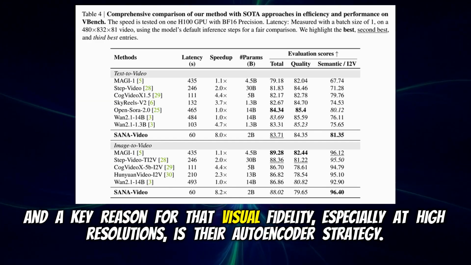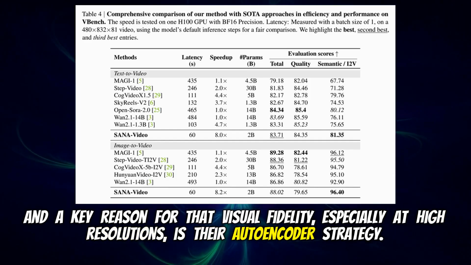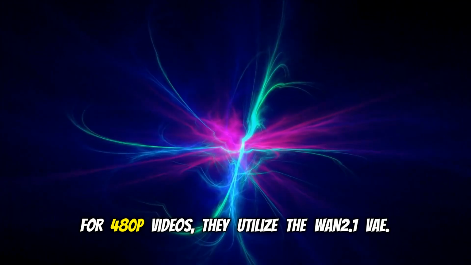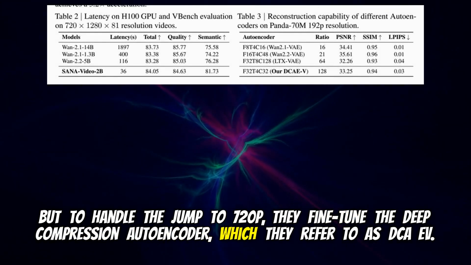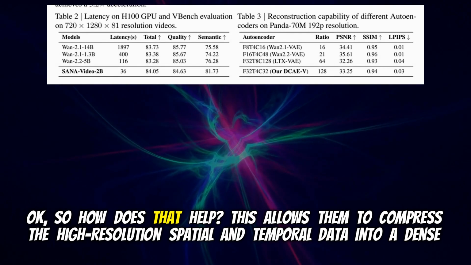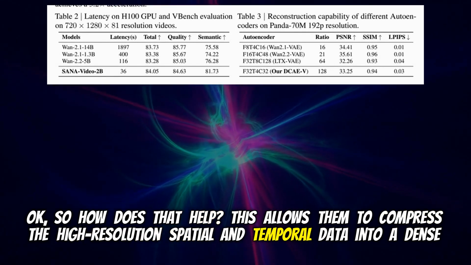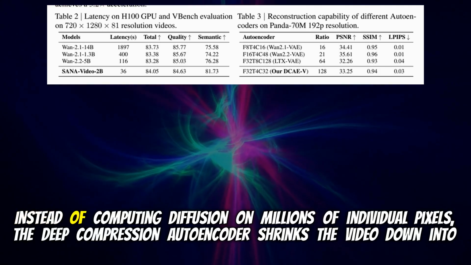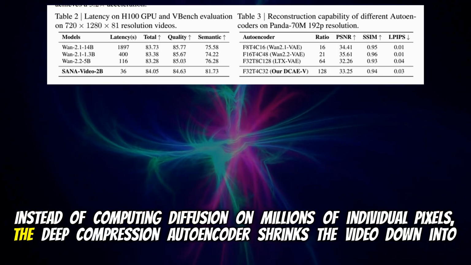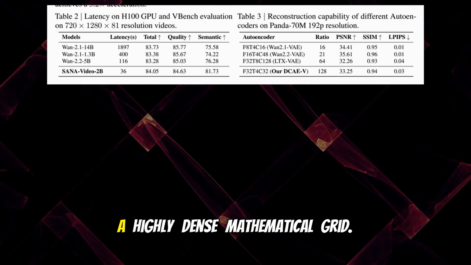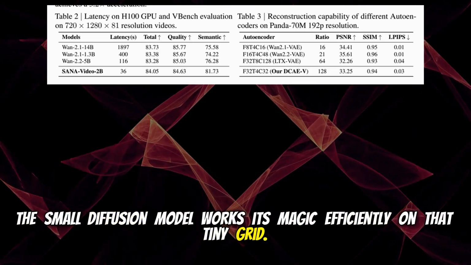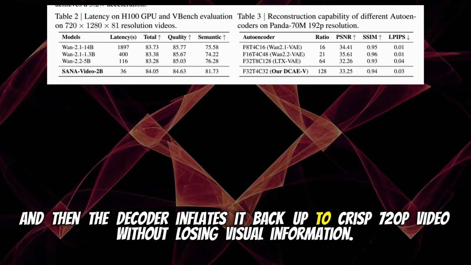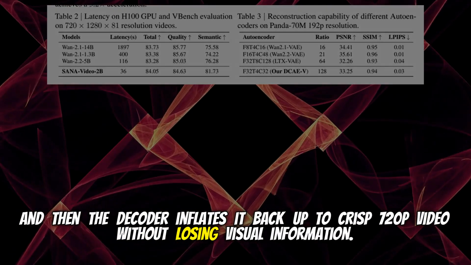And a key reason for that visual fidelity, especially at high resolutions, is their autoencoder strategy. For 480p videos, they utilized the WAN 2.1 VAE. But to handle the jump to 720p, they fine-tuned a deep compression autoencoder, which they refer to as DCAEV. Okay, so how does that help? This allowed them to compress the high-resolution spatial and temporal data into a dense latent space. Instead of computing diffusion on millions of individual pixels, the deep compression autoencoder shrinks the video down into a highly dense mathematical grid. The small diffusion model works its magic efficiently on that tiny grid, and then the decoder inflates it back up to crisp 720p video without losing visual information.